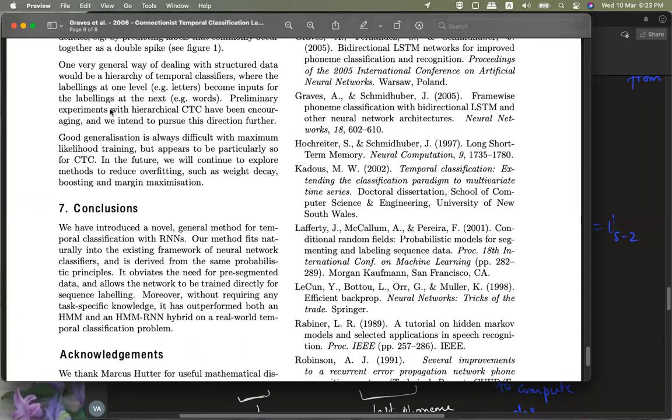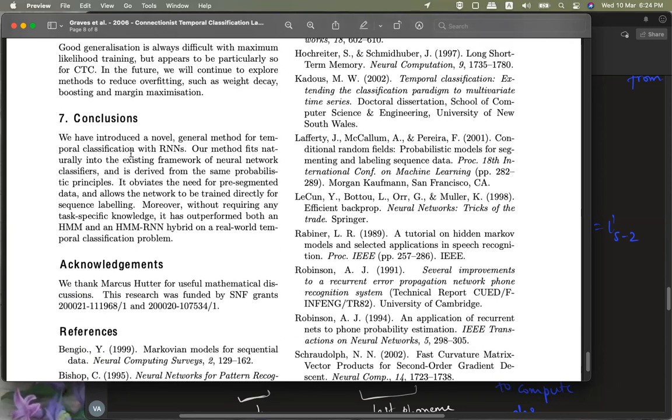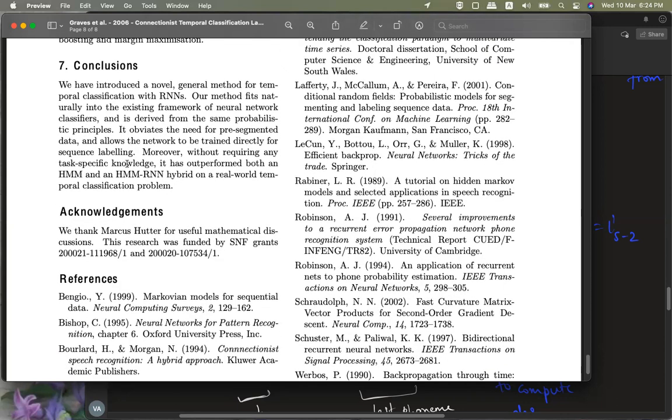A very general way of dealing with unstructured data would be hierarchical temporal classifiers, where the labeling at one level becomes... okay, now they are telling some future work which they want to do. See, this work is very old. This is a 2006 paper, but deep learning really became popular around 2011 or 12, and this paper is much before that. The utility of this algorithm came into its limelight when DNNs really became popular. So I think we can ignore this future work because it's almost 15 years old. These are the conclusions and that's it.